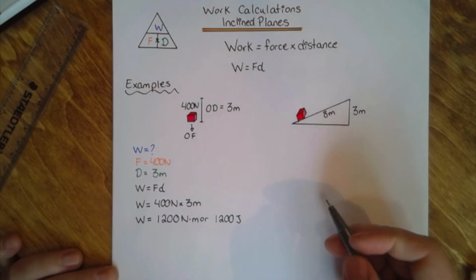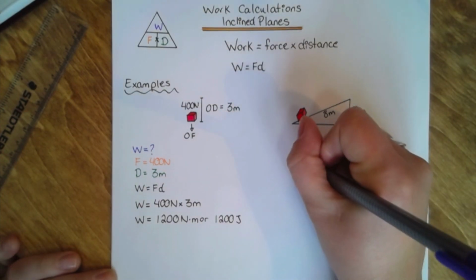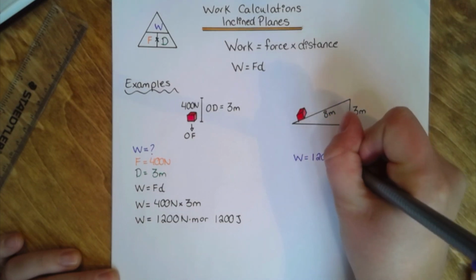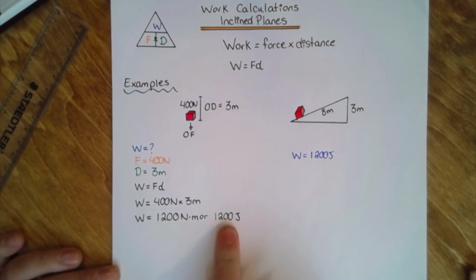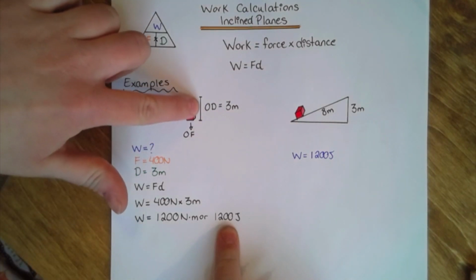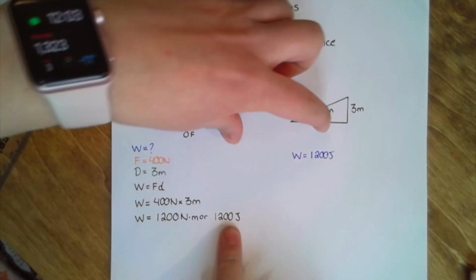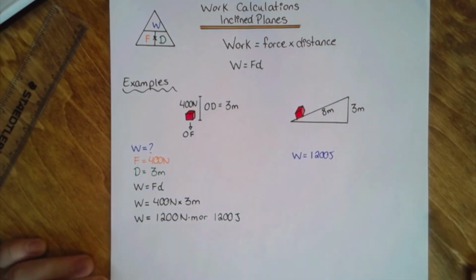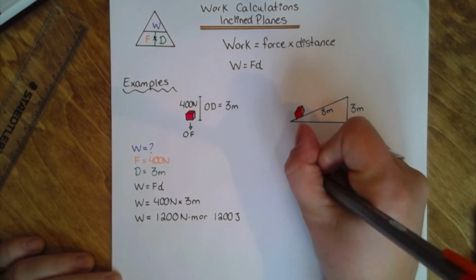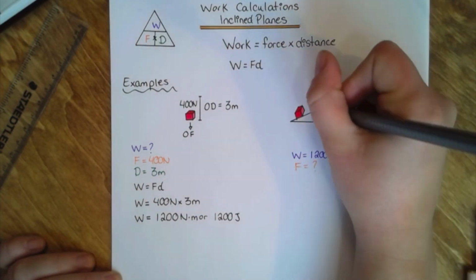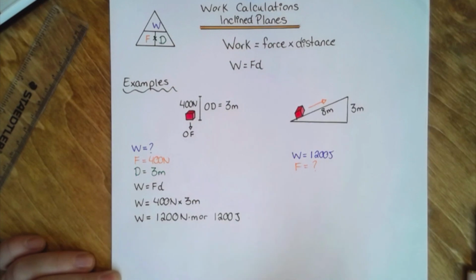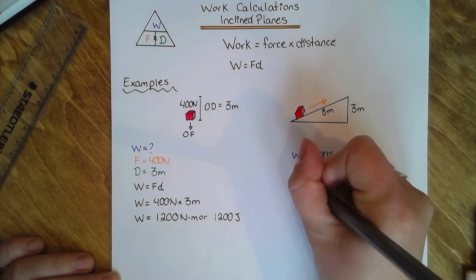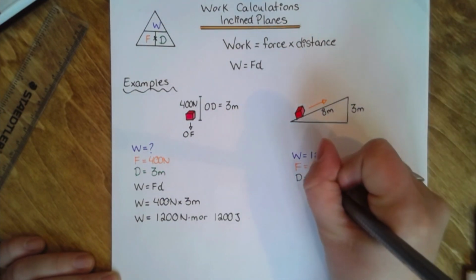So what do we know? The work we do know, okay? It's 1200 joules. We just calculated it here, right? Same distance. And again, this only works if your height is the same, right? So we have 1200 joules. The force is what we don't know, right? We're trying to figure this out. Our distance, we know. It's 8 meters.